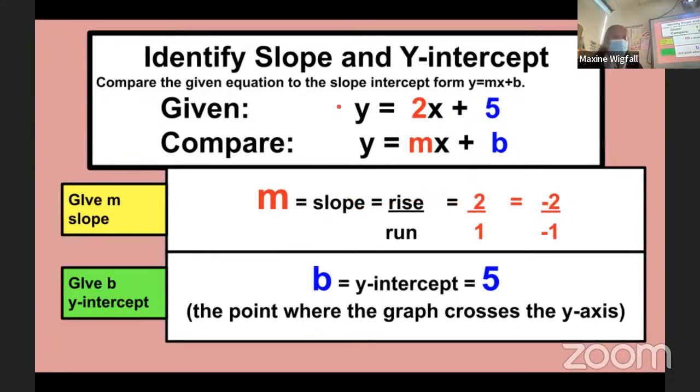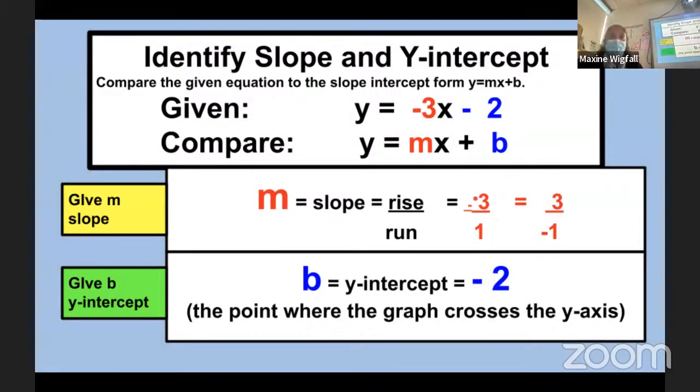Okay, now here's another one. Y equals 2x plus 5. 2 is the coefficient of the x term, and 5 is the constant term. So m is 2 and b is 5. So the slope is 2 and the y-intercept is 5. In this one, we have y equals -3x minus 2.